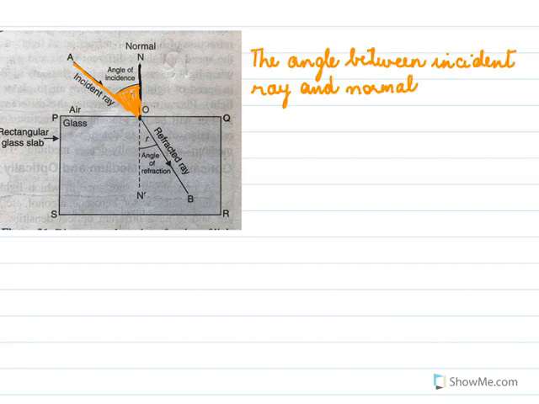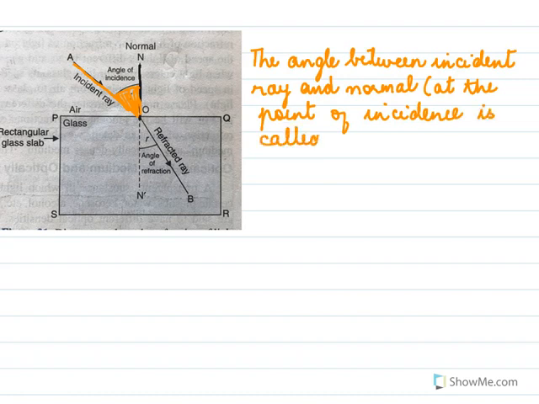So here's the incident ray, and this is the normal at the point of incidence. This angle between the incident ray and the normal is called the angle of incidence. So the angle between incident ray and normal at the point of incidence is called the angle of incidence.